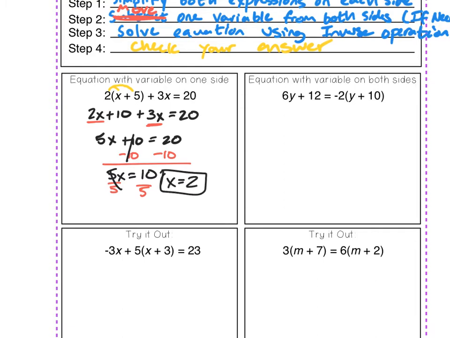Now, here is the checking step. And I'm going to do it on these notes just so you know how to do it. But it's something that in the long term you're not necessarily going to have to do. But here's what you would do.